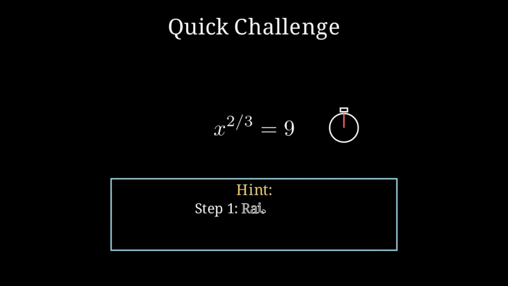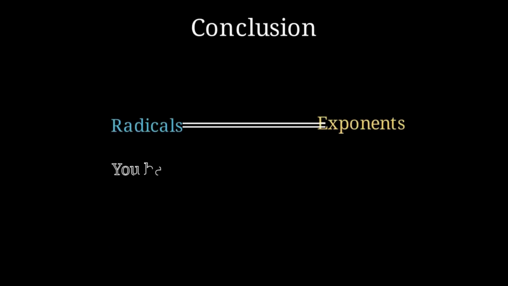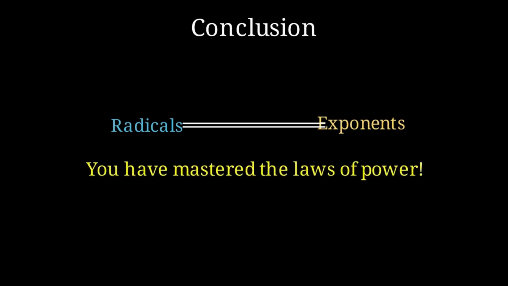Try this one: x to the 2/3 equals 9. If you raise both sides to the 3/2, you take the square root of 9, which is 3, and cube it. Did you get 27? Great job! You are now equipped to handle fractional exponents and radical equations with confidence.